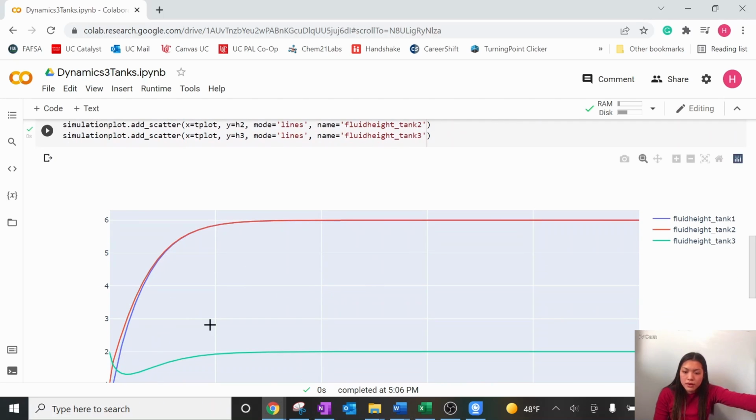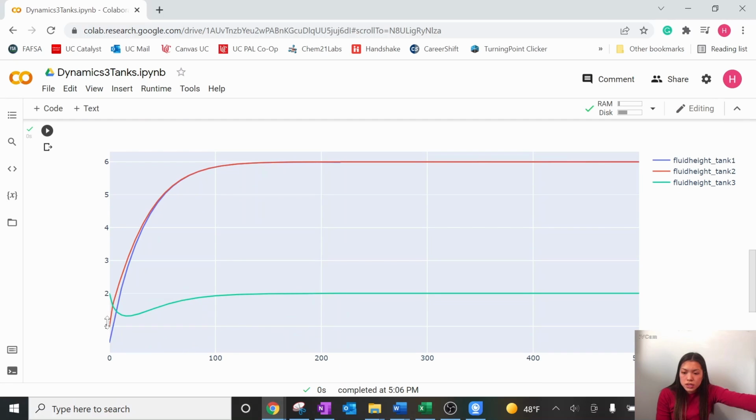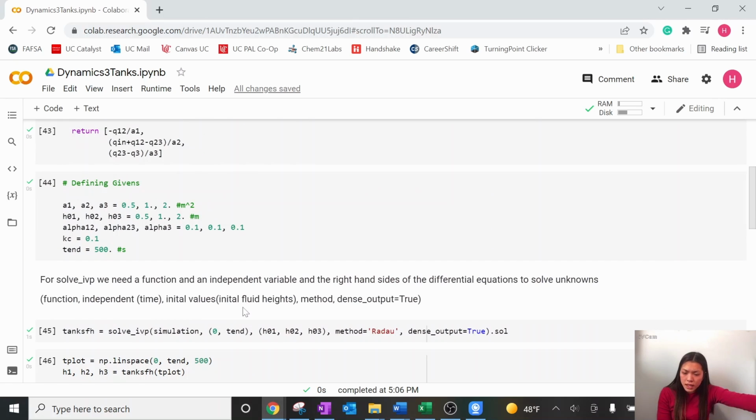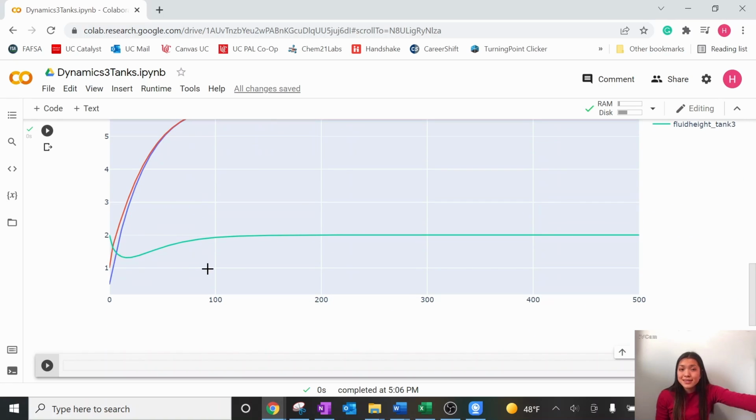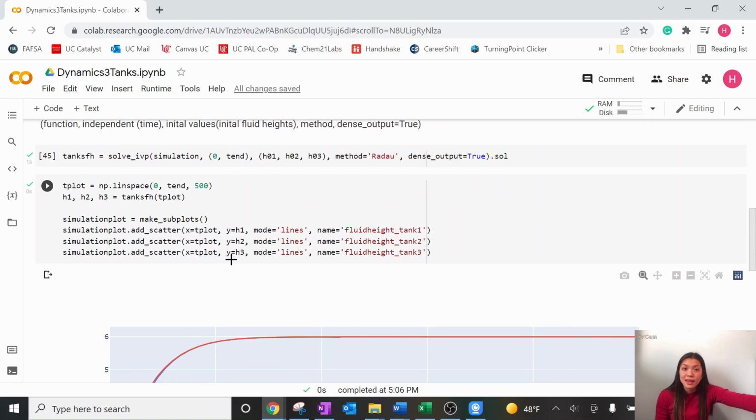That looks a little better. It is not constant anymore. So as we can see, the fluid height in tank 1 and tank 2 start down at their initial values, and then they tend to shoot up until they reach a steady state. And then for tank 3, what happens is it starts at its fluid height and it decreases, and then it increases and gets to its fluid height at around 2. And so what this shows us is it's not reaching the set point like we want it to.